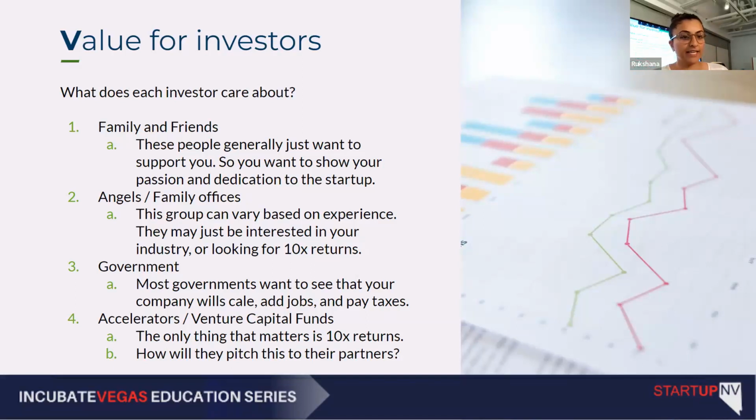Angels and family offices. These groups can vary based on experience. I already mentioned this. They may just be interested in your industry. I have a really good example. There is a family office in Tulsa called 10-toe Capital, like the George Kaiser Foundation, and it's the family that runs it. They'll give founders $1 million, but the stipulation is you move to Tulsa and build your company there.